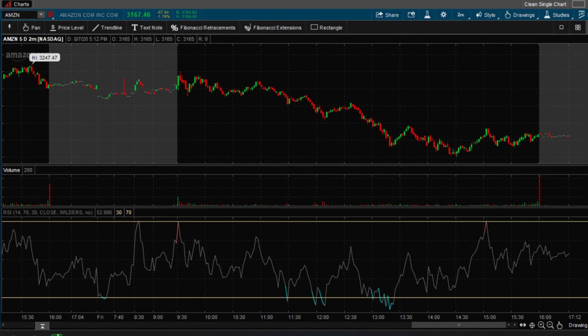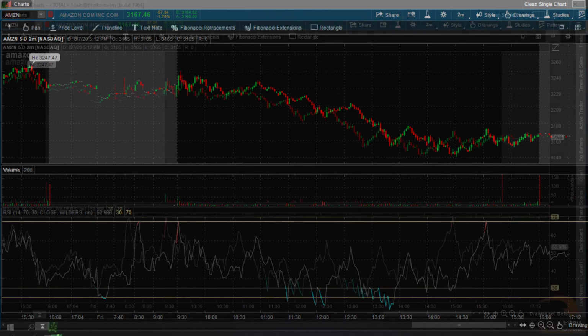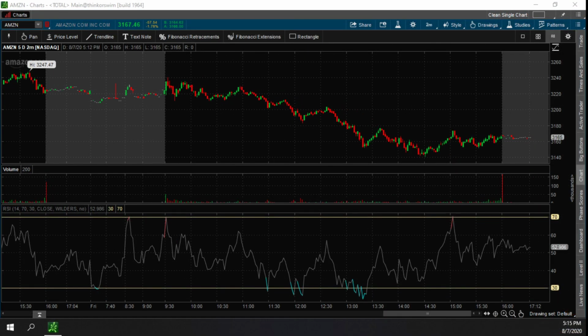Again, this is just how to use the RSI to enter trades or exit trades.